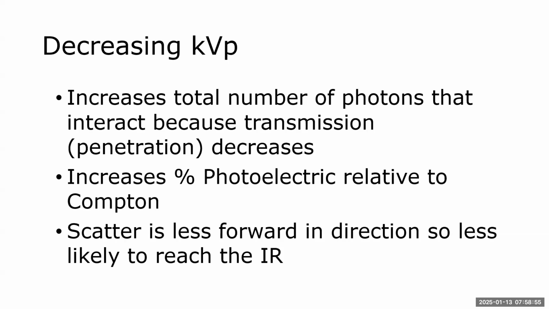There's going to be, as the kVp goes down, more of a chance that the photon's actually going to get absorbed because it's going to have less penetrating ability, less energy, less ability to make it out of the patient. The scatter is going to be less forward in direction, so less likely to reach the IR, which is why we sort of say when the kVp goes down, we have less scatter on the image because there's, number one, less chance of it, and it's more likely to just go off in a different direction and not hit the IR.